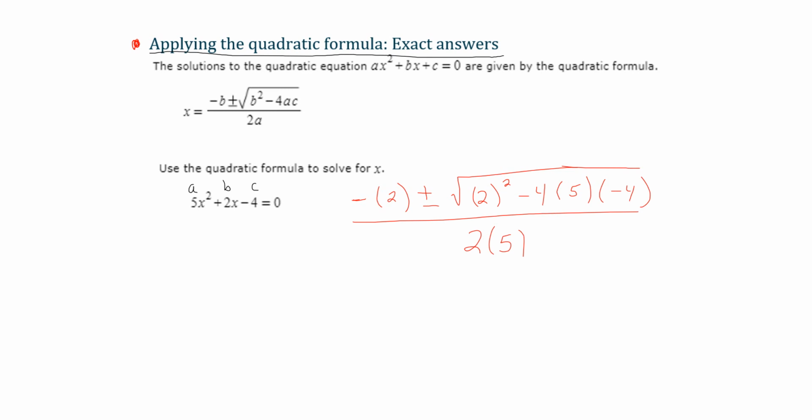You can use a calculator for this. This is -20, that's 80, that's 84. So I know we can break this one down. So all over 10. So sometimes Alex wants us to break these answers down. So 84. If I want to break that down, I got to figure out what's the biggest perfect square that goes into 84.